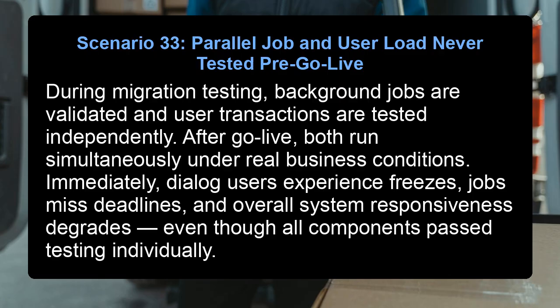Scenario 33. Parallel job and user load never tested pre-go-live. During migration testing, background jobs are validated, and user transactions are tested independently. After go-live, both run simultaneously under real business conditions. Immediately, dialog users experience freezes, jobs miss deadlines, and overall system responsiveness degrades, even though all components pass testing individually.